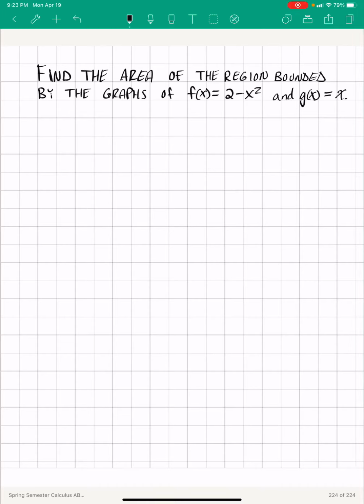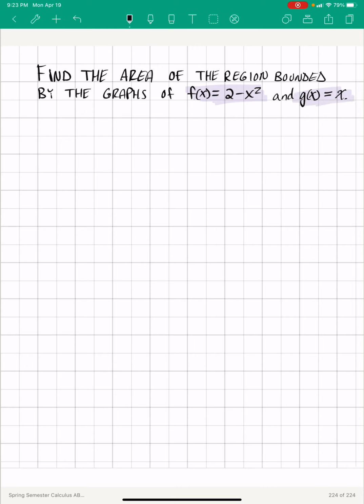In this area problem, the question is again asking us to find the area of the region bounded by the graphs, but this time we're not given the x intervals as clearly as we did in the prior problem. So let's take a look at what's happening here. We've got two functions, f of x equals 2 minus x squared, and g of x equals x.